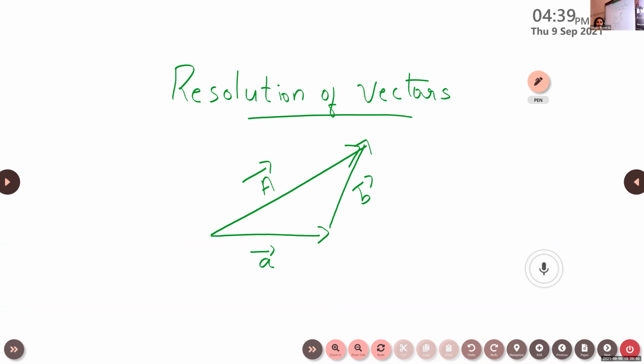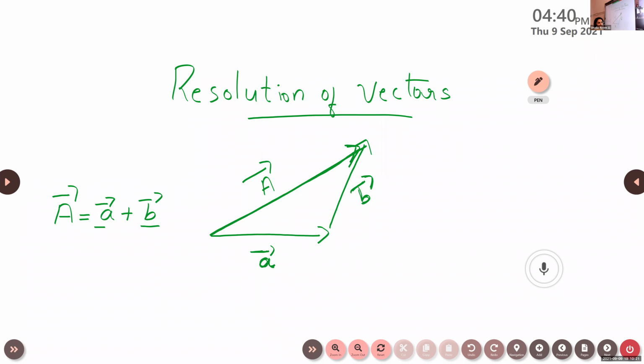So here capital letter A is the resultant vector, and it has two components. We split the resultant vector A into two components. One is small letter A and the other is small letter B. So the resultant vector A is the sum of small letter A and small letter B. So vector A is equal to vector A plus vector B, because here we split the main vector, the resultant vector A, into two smaller parts. One is vector A and the other is vector B.